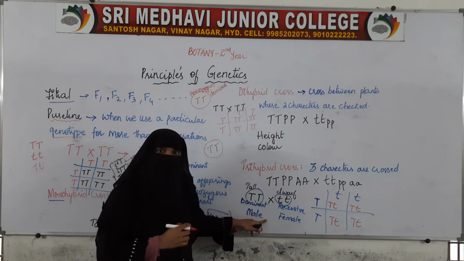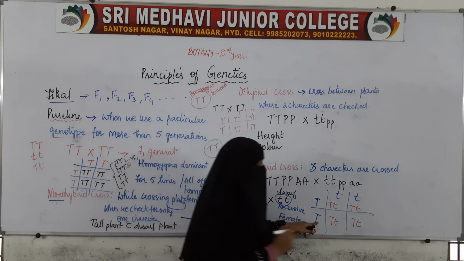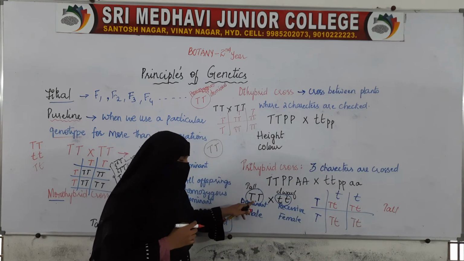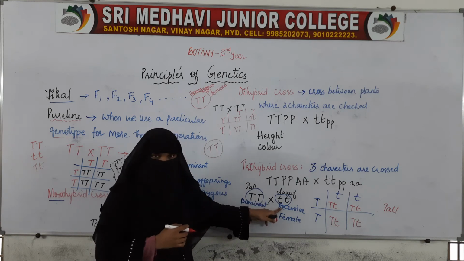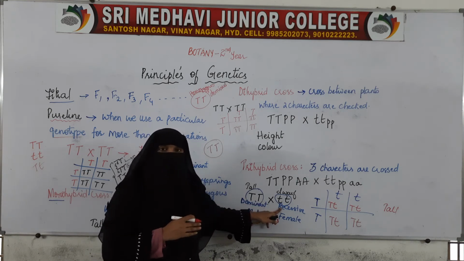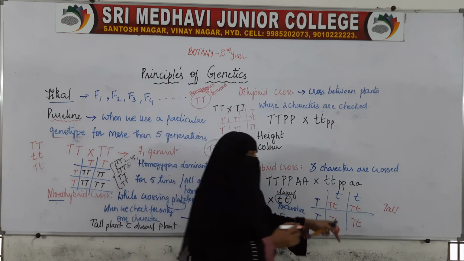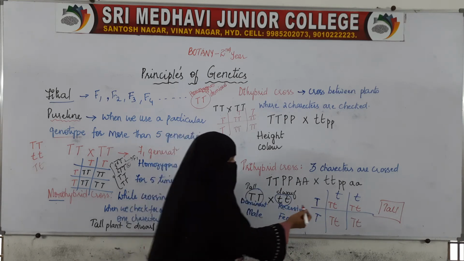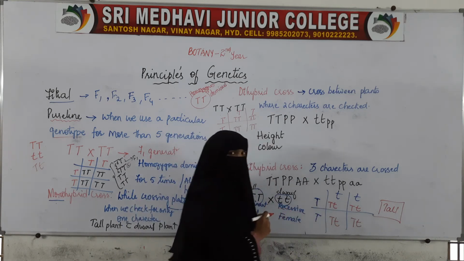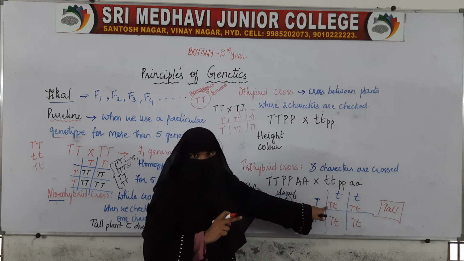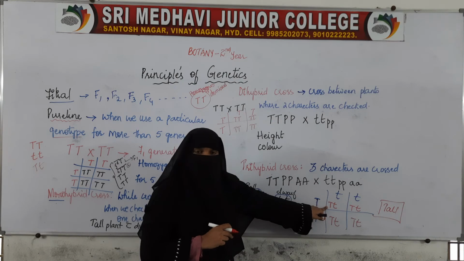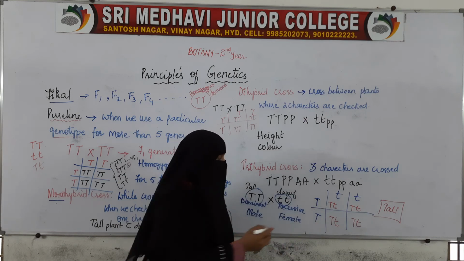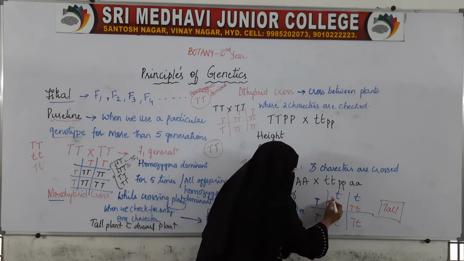So here, all the offspring are tall. When there is a cross between a tall plant and a dwarf plant, all of the offspring produced in the next generation will be tall, because here we have T and little t. Recessive is also there, but capital T is dominant. They will have the gene for dwarfness, but that gene will not express itself, as T is dominant. So this will be tall.